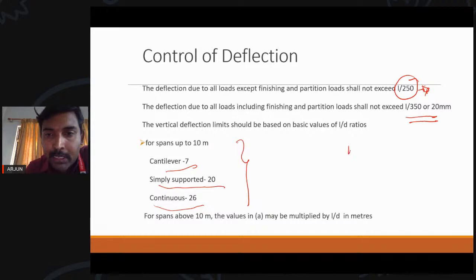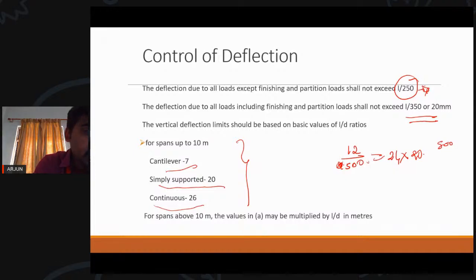For example, if the span is 12 meter for a simply supported beam, let us assume the depth is 500 mm. So L by D is 12 divided by 0.5, which is 24. Sorry, for spans above 10 meter, the values may be multiplied by L by D in meters, so you have to multiply that factor to the basic value in order to get the allowable value.